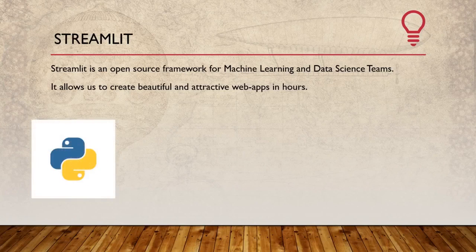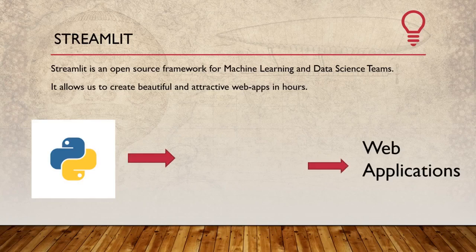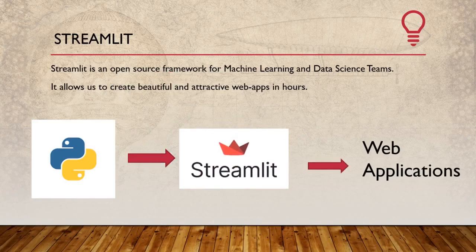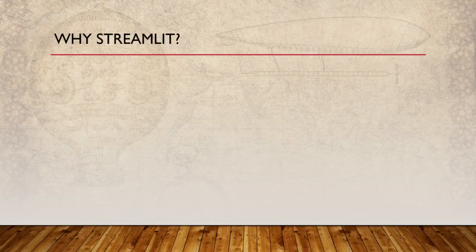So now let's say you want to create a web app with the help of Python, and in this case Streamlit acts as a bridge that connects our Python and our web application. And we can also deploy our model in Streamlit itself. And now let's look at why we need Streamlit.